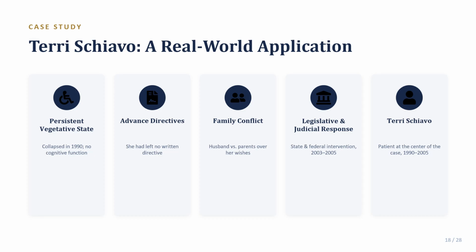Advance directive. Terri Schiavo had no written directive, no living will, no healthcare power of attorney, nothing in writing specifying what she would have wanted in this exact situation. This absence is the single fact that turned a private family and medical decision into a very long 15-year legal battle. Then we have a family conflict.